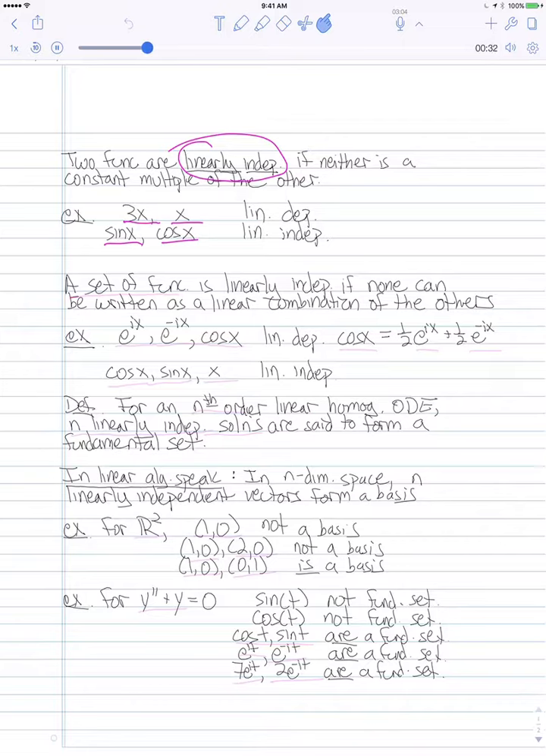And a set of functions is linearly independent if none of them can be written as linear combinations of the others. So, for example, e to the ix, e to the minus ix, and cosine x, those are linearly dependent, since cosine x can be written as a linear combination of e to the ix and e to the minus ix. But cosine x, sine x, and x are a linearly independent set.